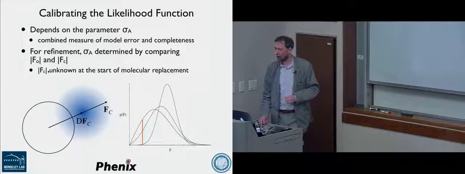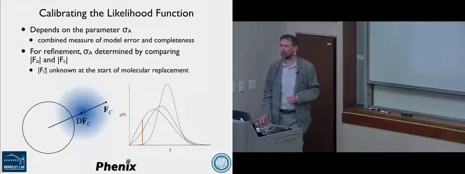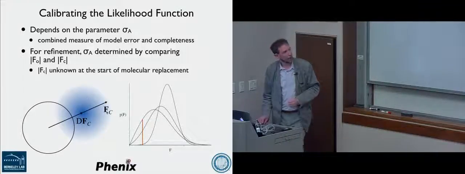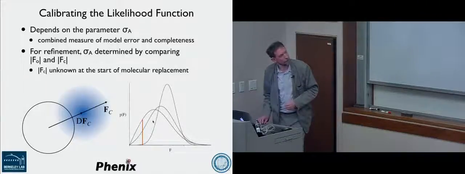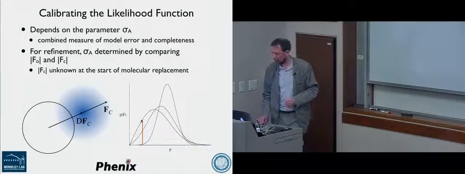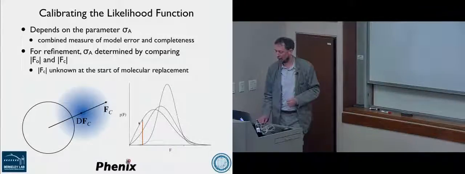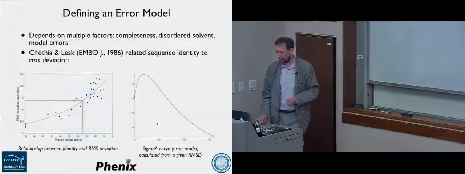Of course, we don't know FC at the start of molecular replacement, though. So again, we have this problem. We don't know where the model is. And this just shows you down here that if you make different assumptions about how good or bad the model is in terms of sigma A, it leads to very different probabilities of a given structure factor given the observed structure factor. So it's important. So what do we do?